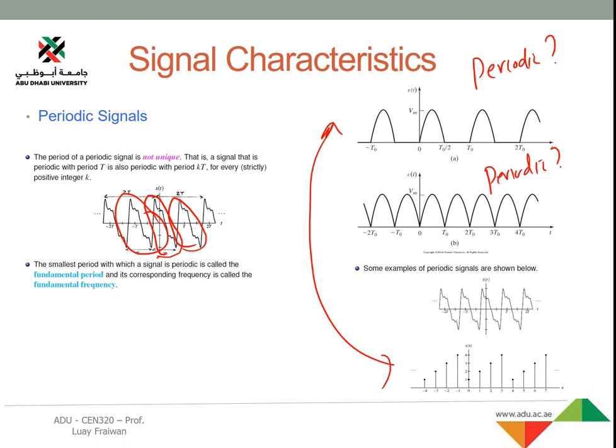Just check whether these signals are periodic or not, and for periodic ones, what is the time period of the signal, this discrete sequence. So the basic property of a periodic signal is the time period, and we also call this the fundamental period.